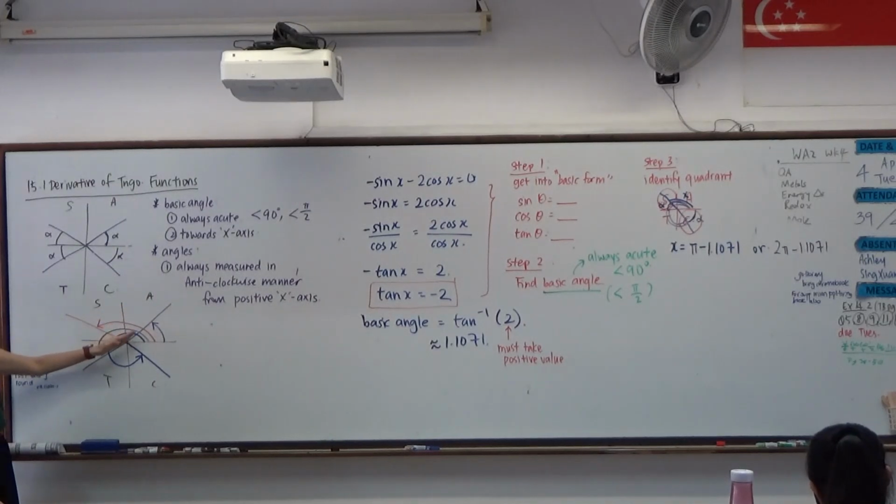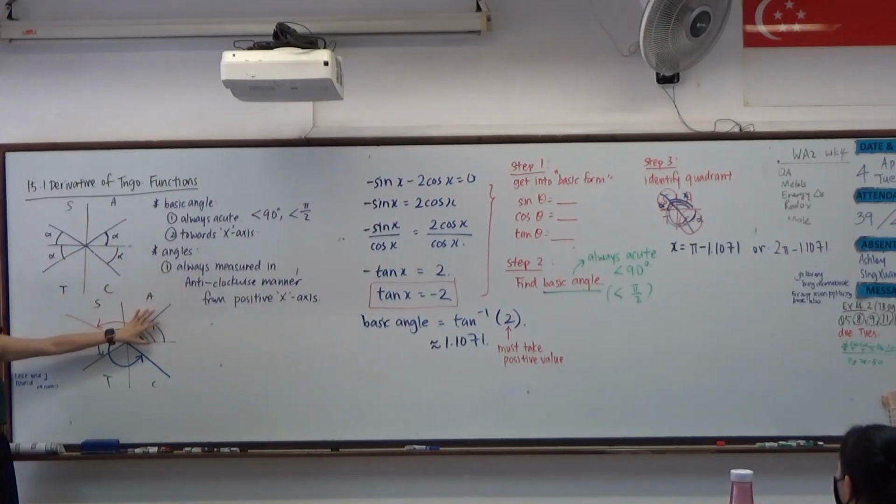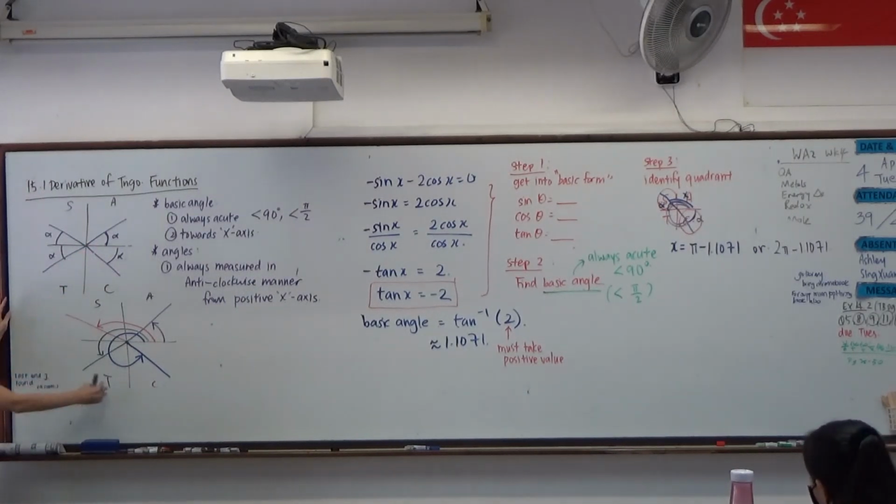You will realize that if my line stops here, the angle that I have will be the same size as my basic angle. So the first quadrant is usually not a problem, because in the first quadrant, the angle that we want to find is the same as my basic angle. The problem lies in our second quadrant onwards.